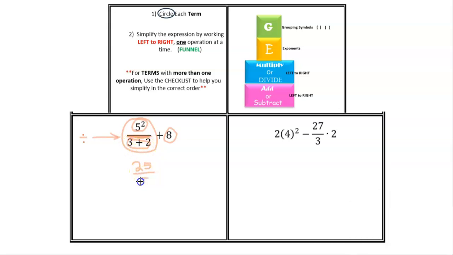3 plus 2 is 5. So we've taken care of those two operations, and there's a third one, which is the division. 3 operations in this single term. Plus 8, nothing to do there. We just bring it down.